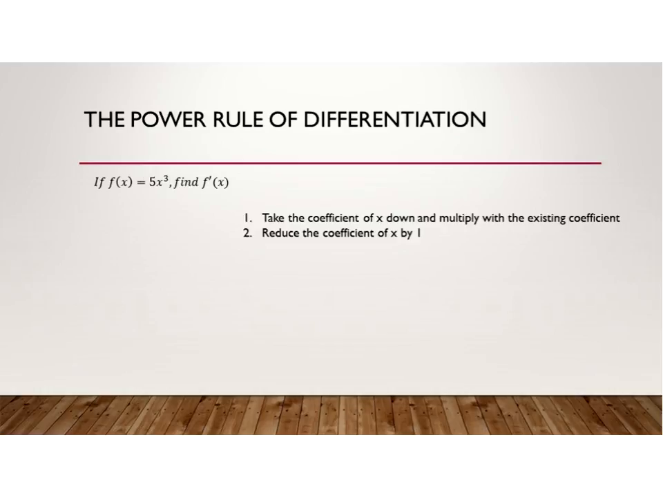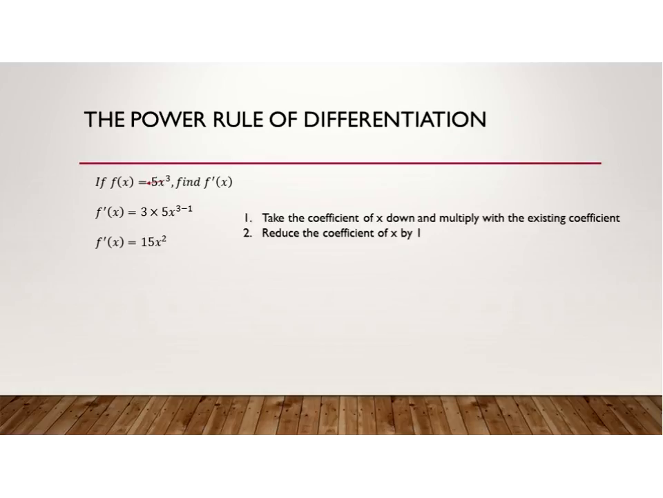Having done that, the second step is you take the existing power, which is 3, and you reduce it by 1. So what this will become is the front becomes 3 times 5, which is 15, and the power part, the x cubed, becomes x to the 3 minus 1, reduce it by 1, which is x squared. So that's how you do it. That's all there is to it.